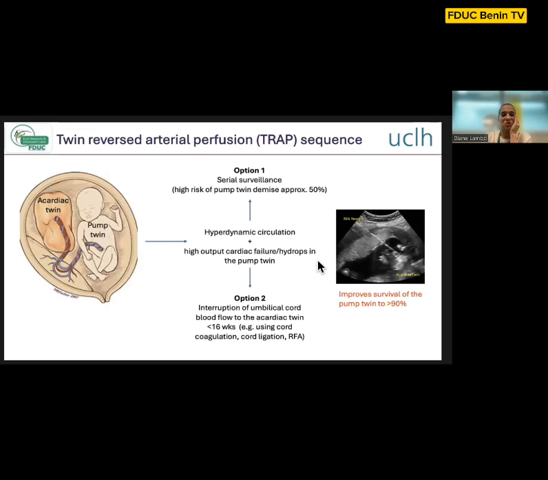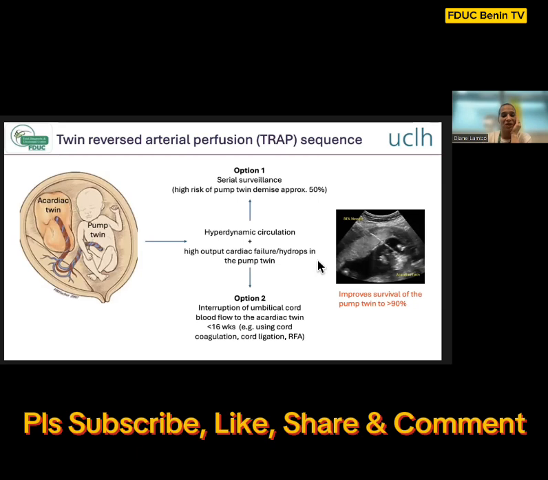So the other option, which we tend to almost always recommend, is interruption of the acardiac twin circulation. And the way that we do that is a number of different mechanisms or processes have been reported. At UCLH, we use radiofrequency ablation of the umbilical cord. And this is usually performed earlier in the pregnancy, before 16 weeks.